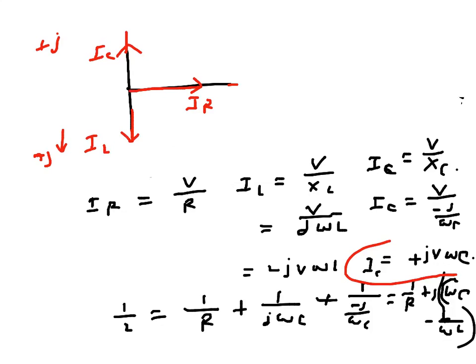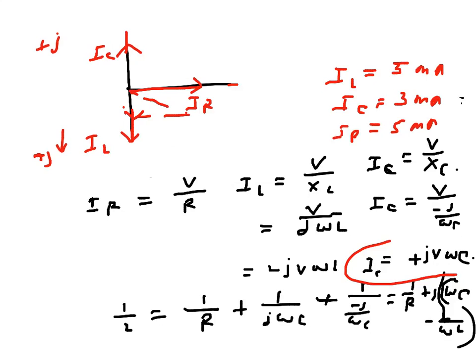So say, just for example, IL is 5 milliampere, IC is 3 milliampere, and IR say is 5 milliampere as well. So the resultant IL minus IC will be 2 milliampere in this direction, and the vector sum will be the total current, which is IS. So this will be the total current, and this will be the angle.